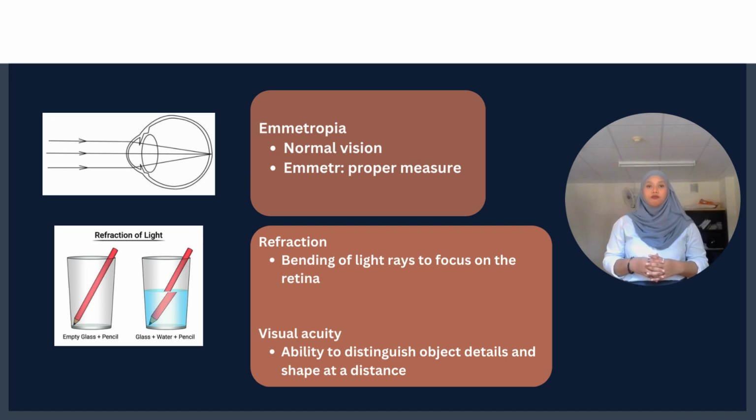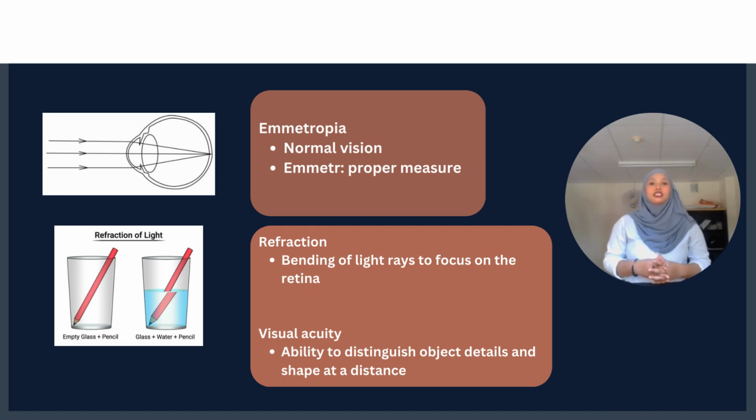Emmetropia refers to normal vision, where the eye can focus on distant objects clearly and effortlessly without the need of corrective lenses like glasses. In an emmetropic eye, the length of the eyeball and the focusing power of the cornea and lens are perfectly balanced. This allows light rays entering the eye to converge precisely on the retina, resulting in sharp and clear vision of distant objects. Refraction refers to the process by which light rays bend as they pass through different transparent media.